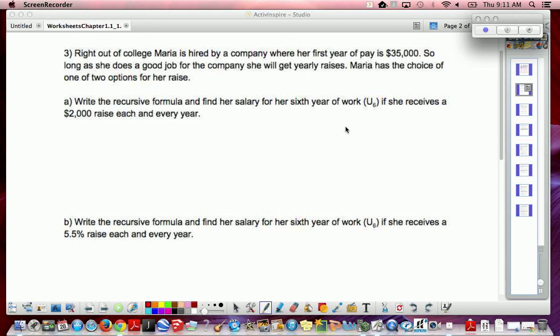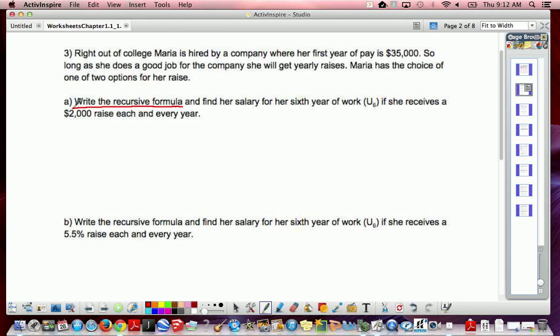So if we take a look at the first one here, it says, write the recursive formula and find her salary for her 6th year of work, U sub 6, if she receives a $2,000 raise each and every year. So you actually have two things you need to find here. First of all, we need to write the recursive formula. And then second of all, we need to find out how much she is making on her 6th year of work.